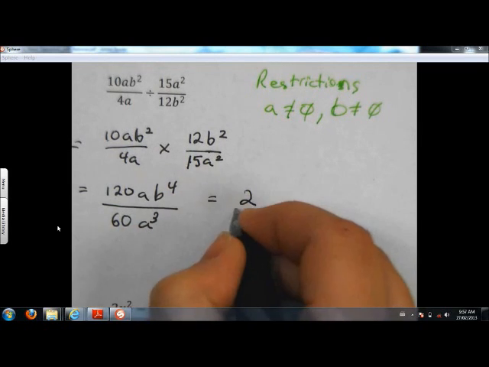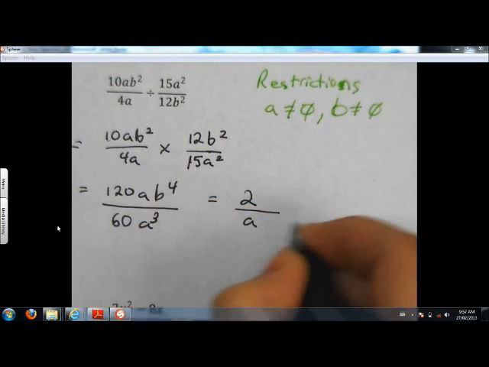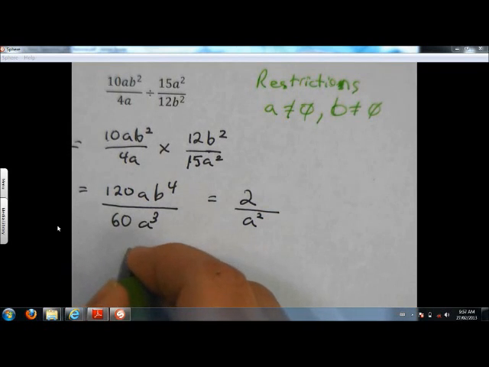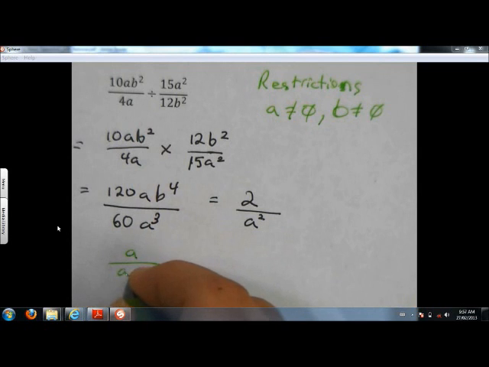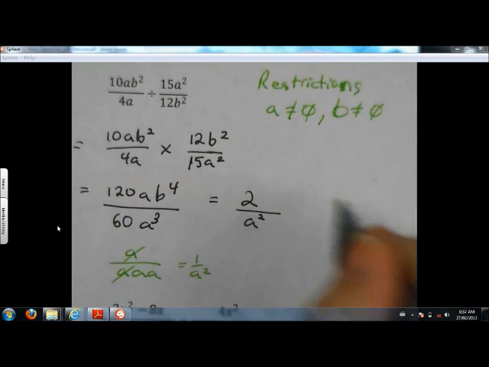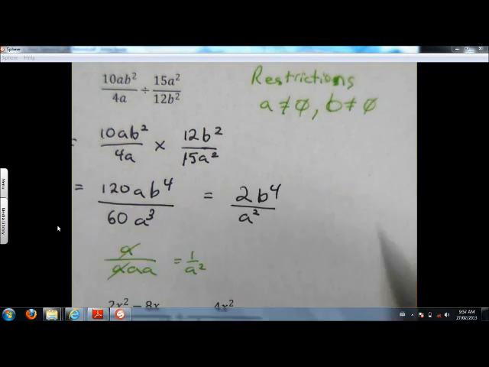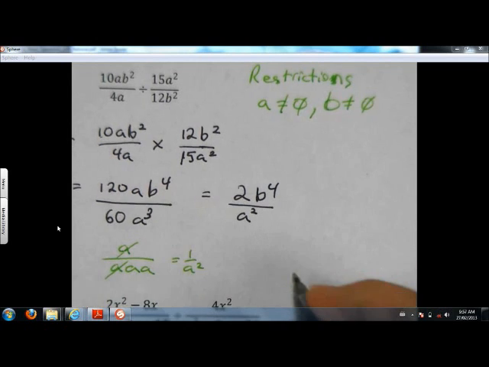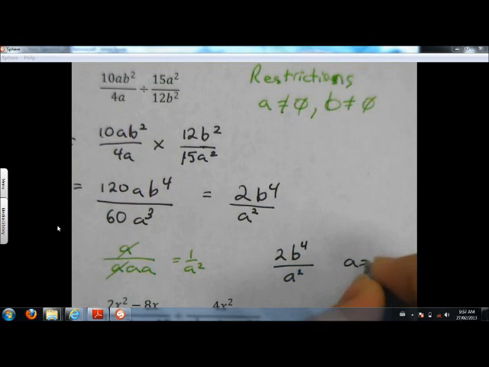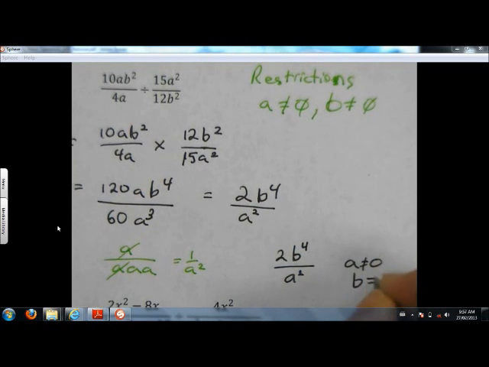A to the 3 over A squared, how did I do that? Well, we had A on the top, and we had 3 A's on the bottom. One of each cancels. I'm left with 1 over A squared. And my B to the 4 stays. So my final answer is 2 B to the 4 over A squared, as long as A doesn't equal 0 and B doesn't equal 0.